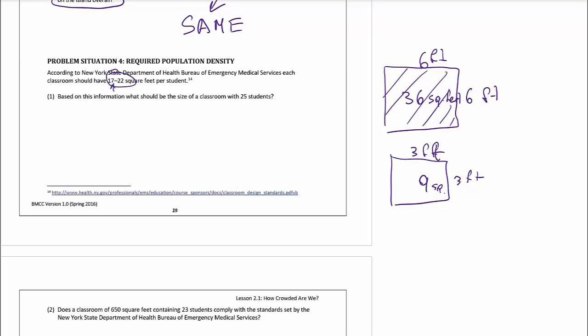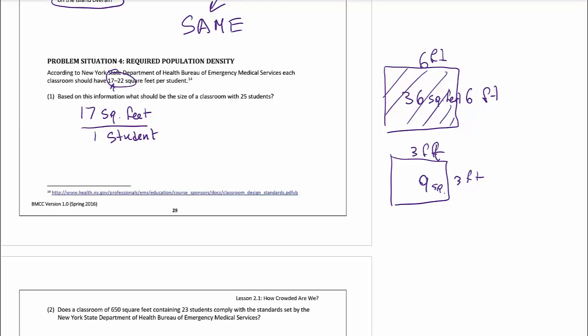So, based on this information, what should be the size of a classroom of 25 students? So let's try to understand what it means. If we need 17 square feet per one student, is this a measure of density? Yes or no? It's not really. It's a reciprocal of it, because remember, the density is measured as people divided by the area, not the other way around. So it's kind of also density, but it's flipped over.